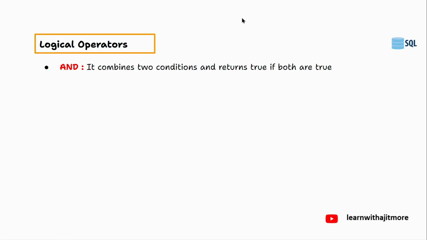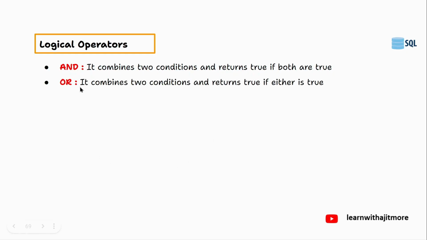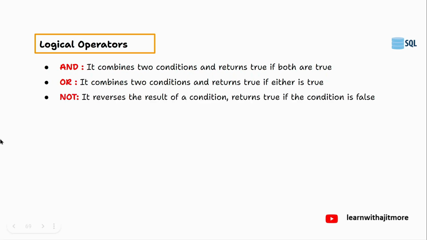Two conditions, A and B, in between. If A is true and B is also true, then only the result is true. OR combines two conditions and gives the result true if either of them is true. When both are true doesn't matter, but at least one being true is sufficient.